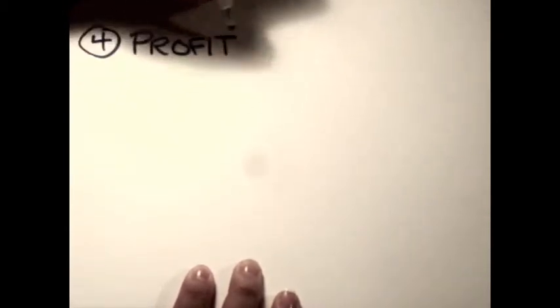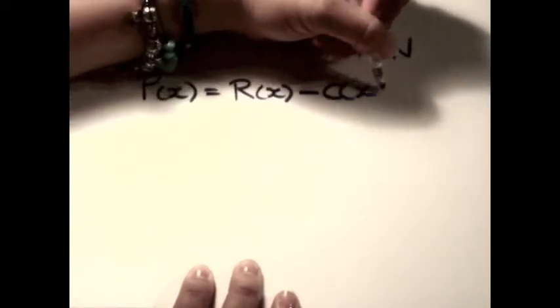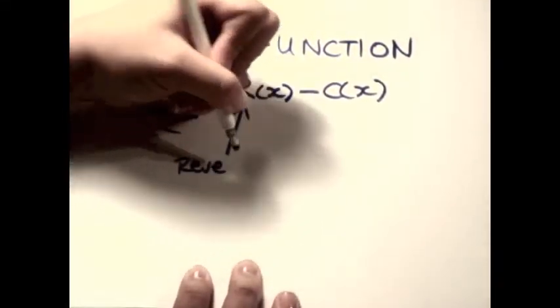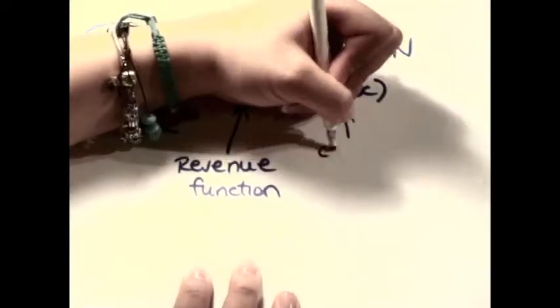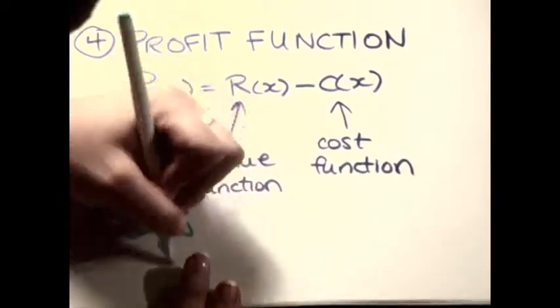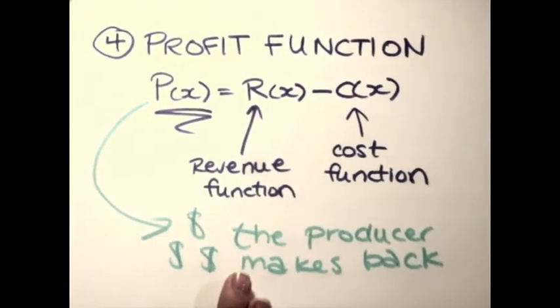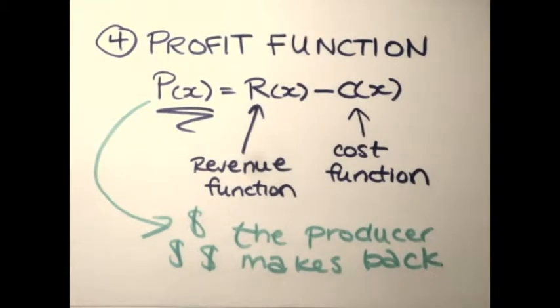We're not taking into account how much we're spending to make these pizzas, we're just looking at how much we're getting in total. And the fourth function that we're going to look at, the last one, is called the profit function, which is represented by the notation big P of x. With the profit function, we're looking at how much the producer is making back, taking into consideration how much they're putting out to make their goods. So this equation can be modeled by big P of x equals the revenue function, r of x, minus the cost function, c of x. By finding the difference, we can find how much the producer is profiting from sales.